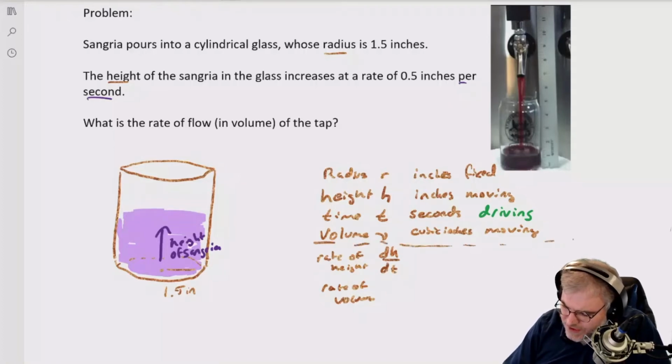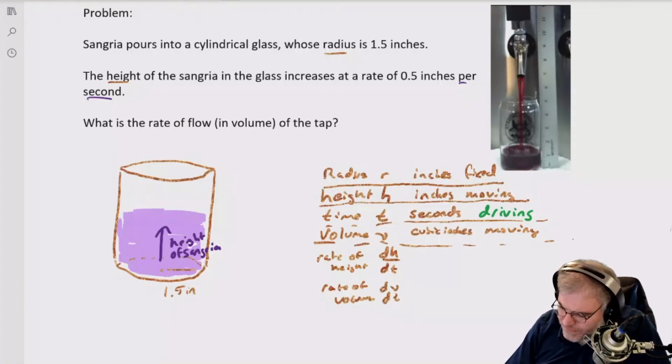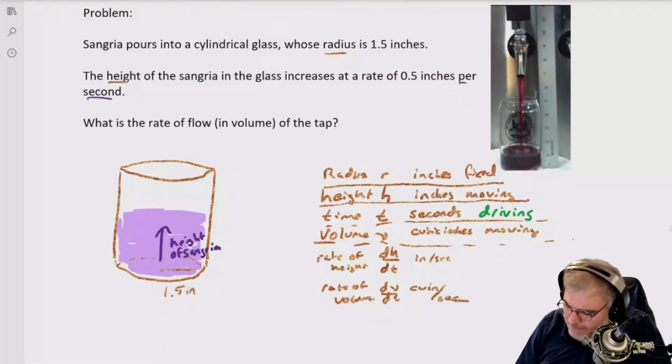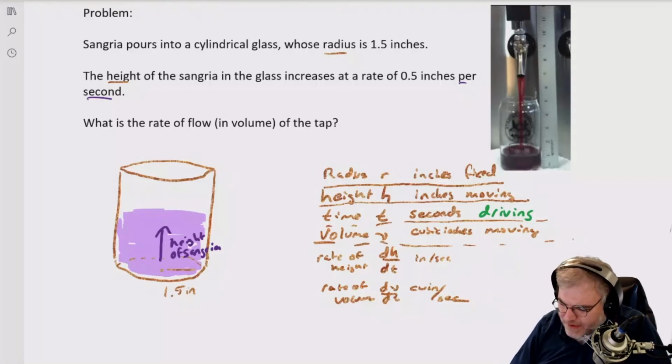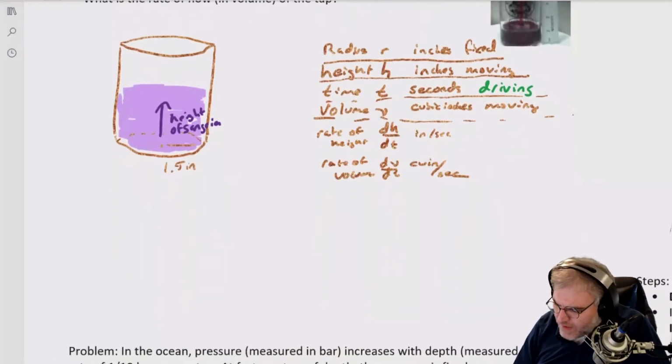I want to distinguish these variables here from these variables here. So this is dv dt. And both of these, so this is in inches per second. And this is in cubic inches per second. All right. And these variables are kind of special here. They're not really moving. These are the things that are moving with time. I don't need to put like drive, fixed or moving. So this is kind of what's going on.